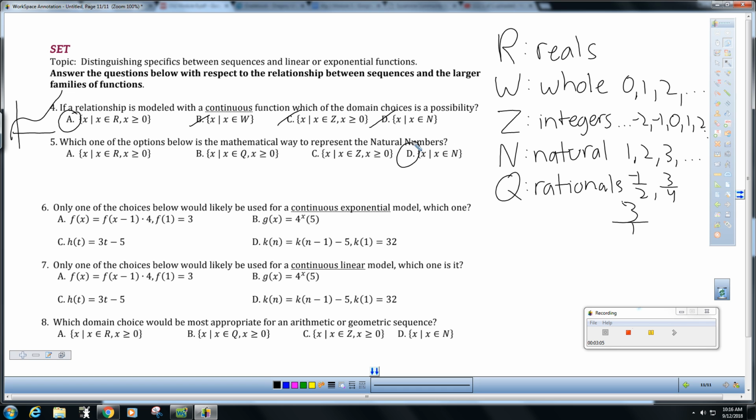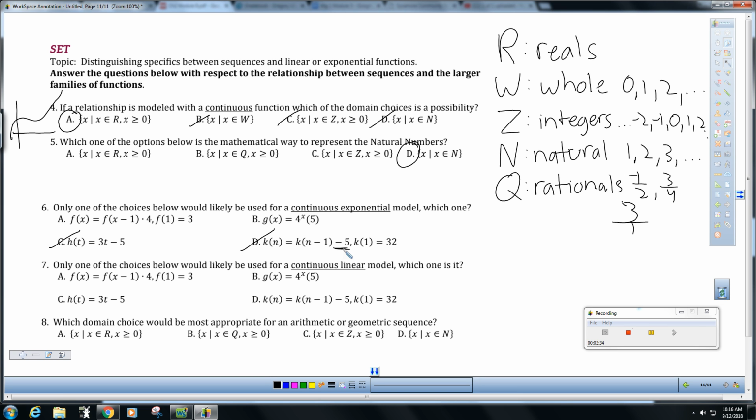Now we want to figure out some actual equations for this. So which one would be a continuous exponential model? If we're looking for exponential, we know that's a geometric sequence. So I can start by just getting rid of choice C, because that would be a y equals mx plus b form, and we know that would be an arithmetic. We don't want that. I am also going to get rid of choice D, because that is a recursive formula for an arithmetic, because we see we have this -5, which would be if we were subtracting 5 for every point in our table. So we're left with A and B here.